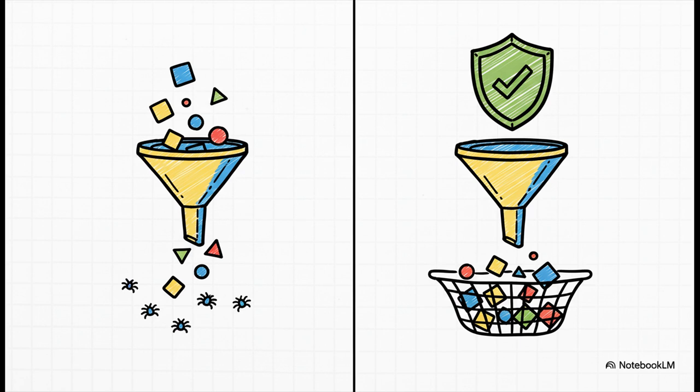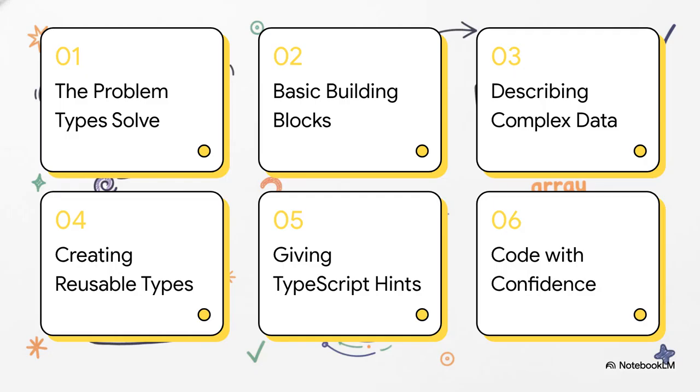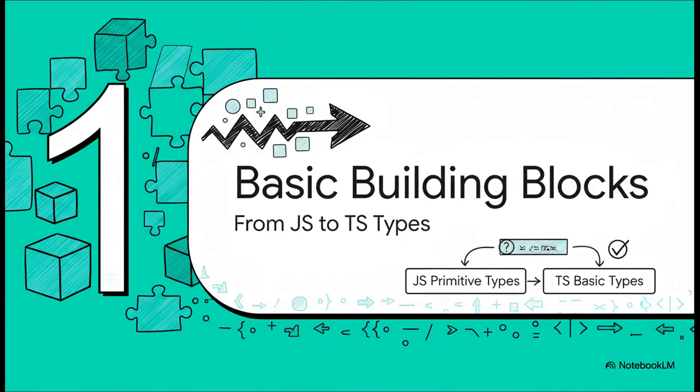That's where TypeScript comes in. It's like a safety net that helps you describe what your data is supposed to look like, catching those errors before your code even runs. All right, so here's the game plan. We're going to start with the absolute basics, the stuff that'll feel really familiar. Then we'll build on that to describe more complex data. After that, we'll see how to make our types reusable, how to give TypeScript a little nudge when we know better, and finally, bring it all home to see how this lets us code with a whole new level of confidence. So let's start on some familiar ground, okay?